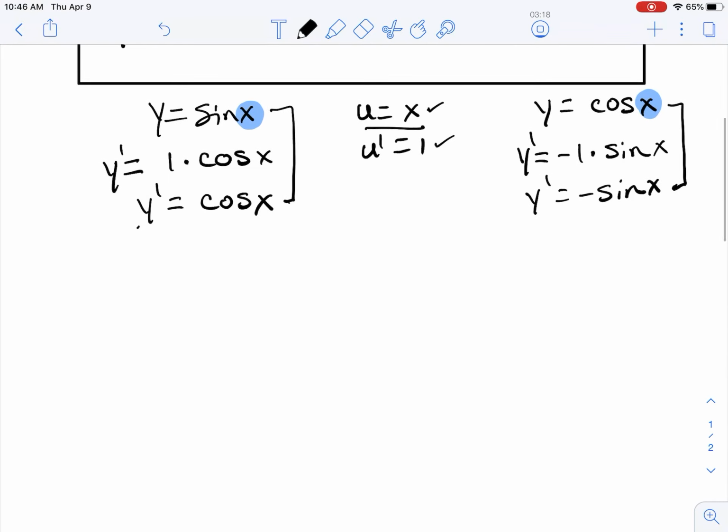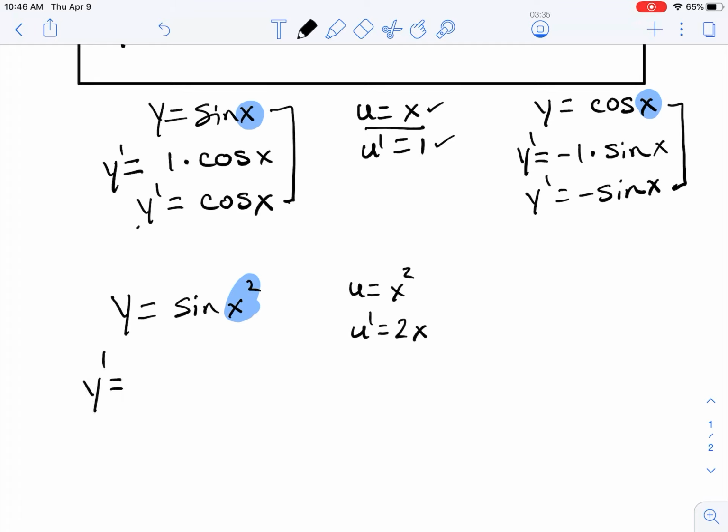So let's look at a few more examples. All right, how about this one? y equals sine of x squared. Let's establish u. So u is x squared, so I'm going to go over here, take the derivative. Now rewrite it, y prime. Because we had a function of sine, it's going to be 2x, which is u prime, times cos of the same u.